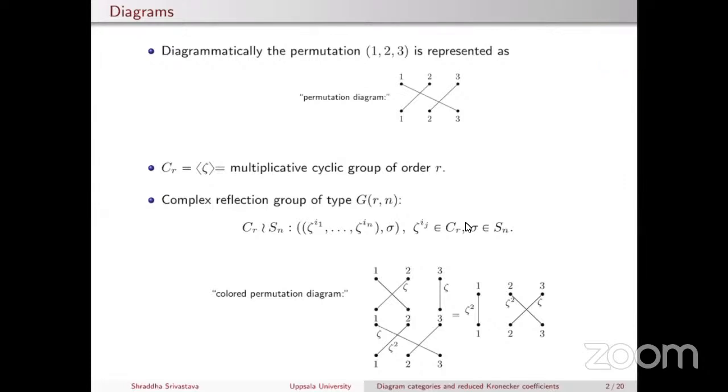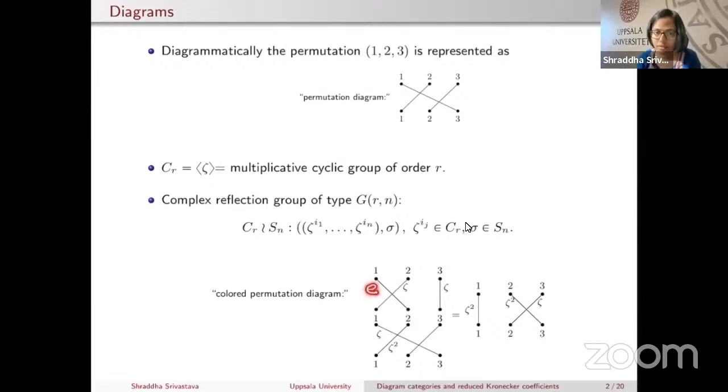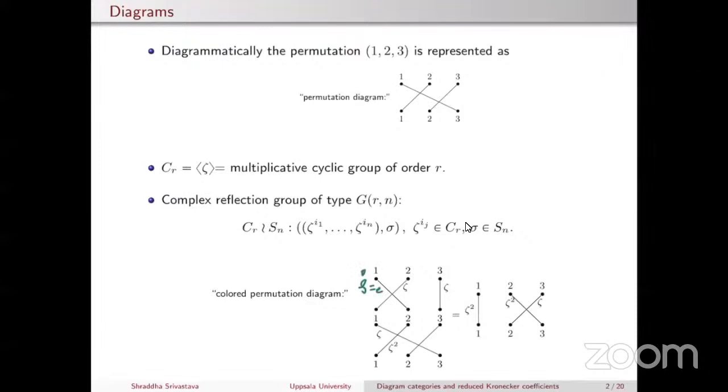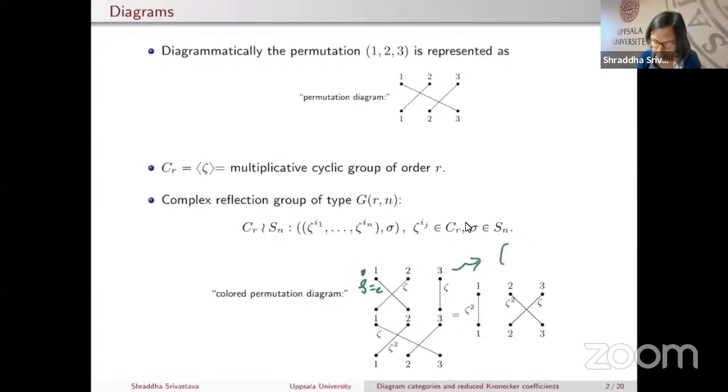Sorry, but how are you assigning the zeta to which edges? There are two edges where you put zeta, and for 1 to 2 you have not put anything. What is the rule? You can just assume that to be the identity element of C_r. If I'm not putting anything, that's zeta to the power 0, the identity. For example, this element represents the element (1, zeta, zeta) and (1, 2).